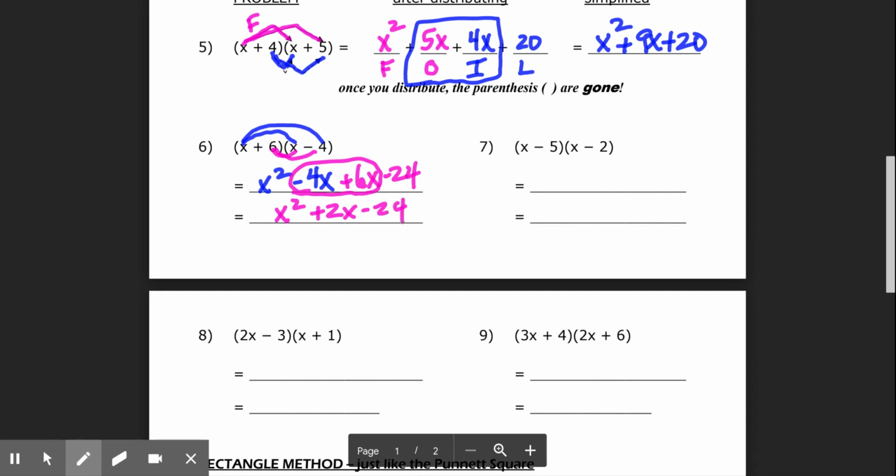All right, number 7. X times x is x squared. X times negative 2 is negative 2x. Negative 5 times x is negative 5x. And negative 5 times negative 2 is positive 10. So that gives you x squared minus 7x plus 10.